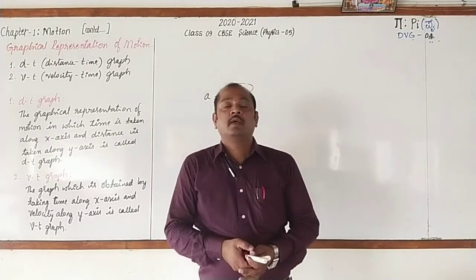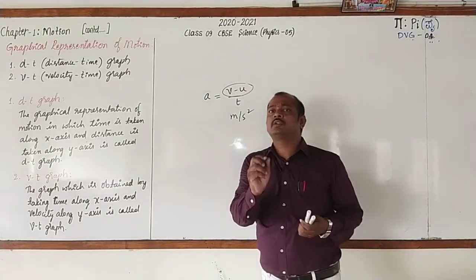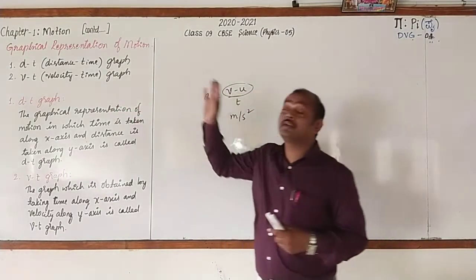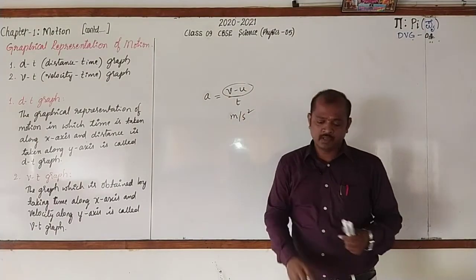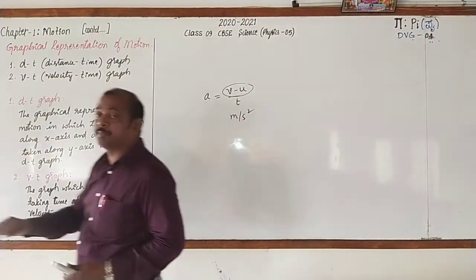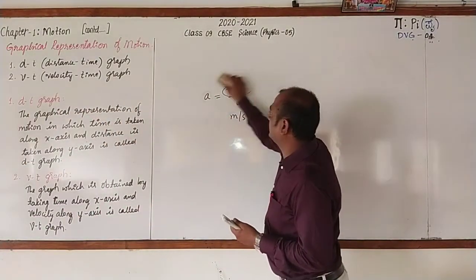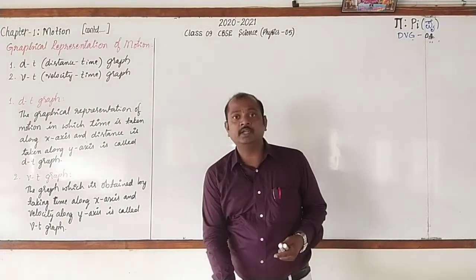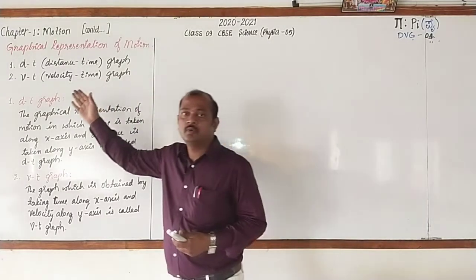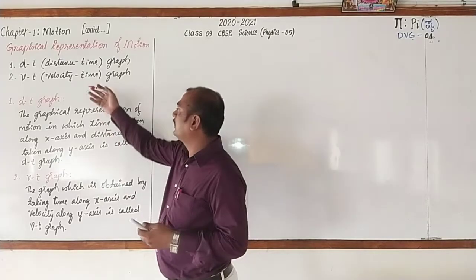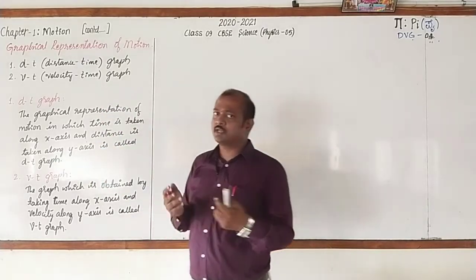Okay. And one more thing, we just got brief information about the concept called graphical representation of motion. The motion of an object can be represented in two ways in the case of a graph. One is the d-t graph and the second one is the v-t graph. Then what is d-t and what is v-t? Here I have written the definitions. Yesterday I had told you that.